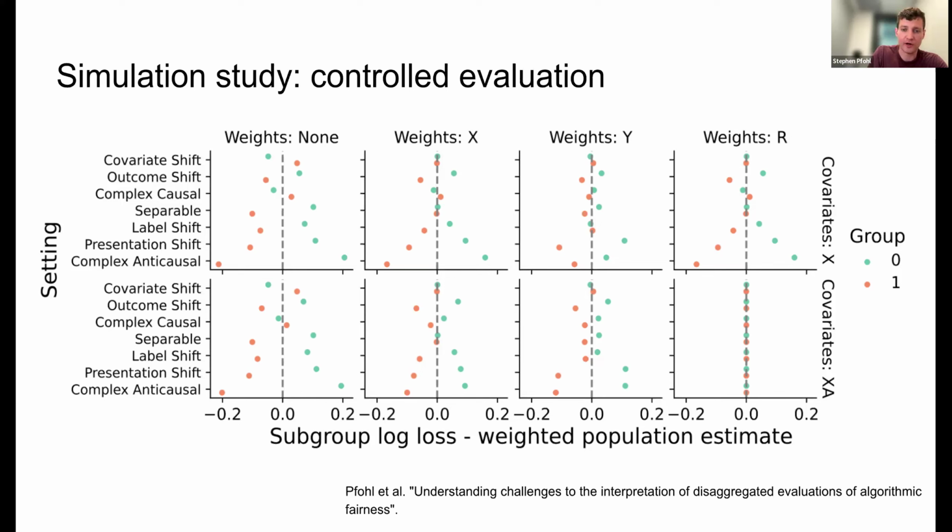And when we control for R, if we interpret this as a sufficiency test, we can see that this is consistent with our expectations in that when we control for R for a model that only uses X for prediction, we get sufficiency under the covariate shift and separable case. And then when we use subgroup information in the prediction, we see that we get sufficiency in all cases.